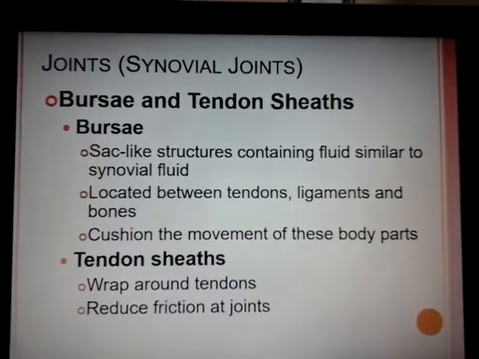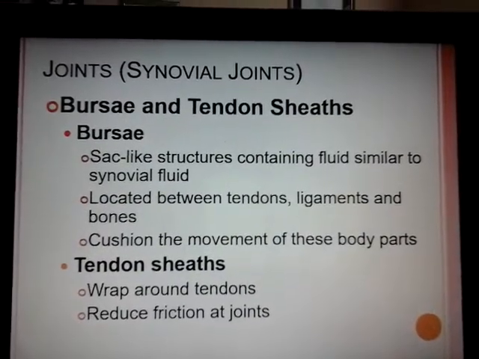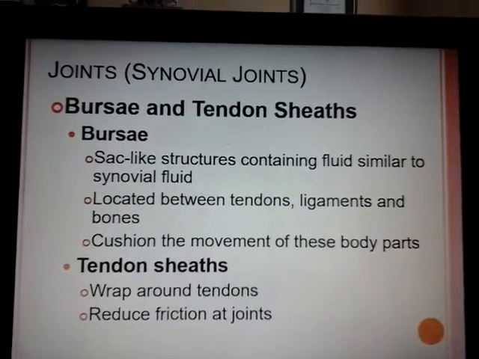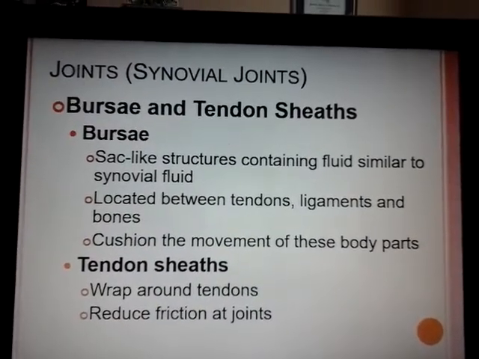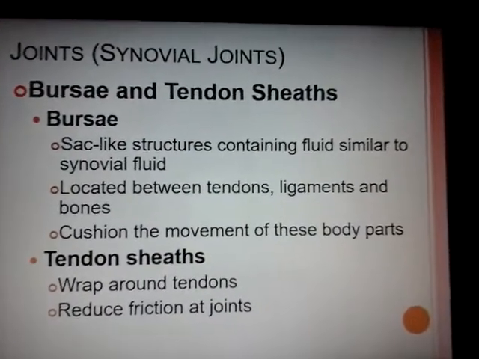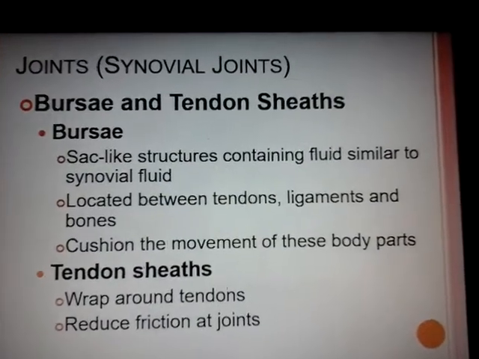As you move the ligament, it presses on the bursa sac and it releases this fluid, and it makes the outside of the bone slimy, so that as the ligament or the tendon rubs up against the bone, it doesn't shred it. And then we have tendon sheaths, which wrap around the tendons and help reduce friction at joints.